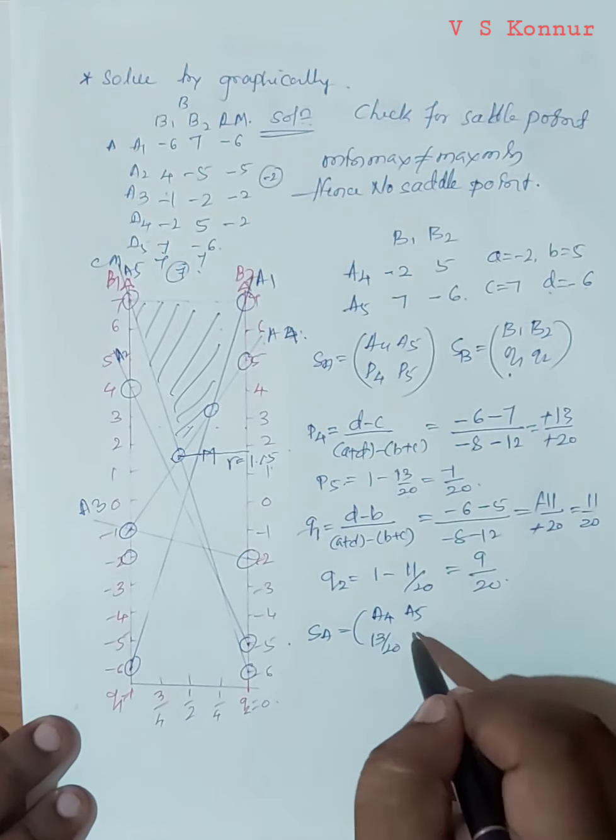So we will get here the value of the game is equal to 1.15. You can divide 23 by 20, you will get 1.15. This is how you have to solve the graphical method of m into 2.